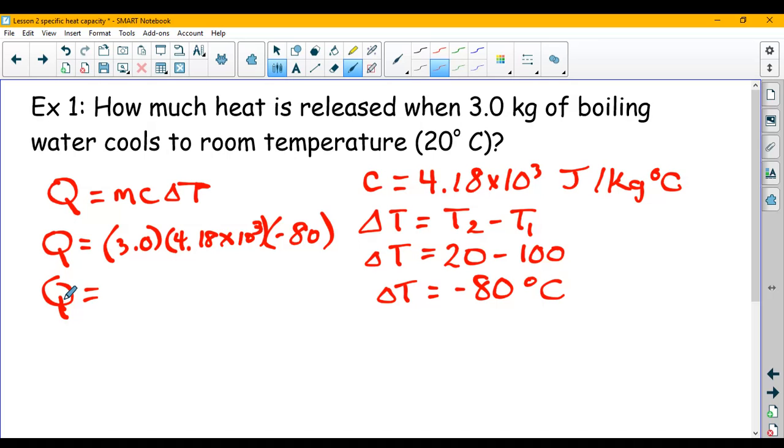So I get this big giant number. Don't let the big giant number freak you out, right? So I get this very large number of joules.